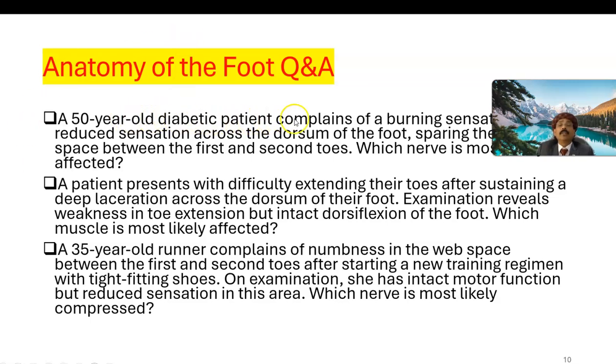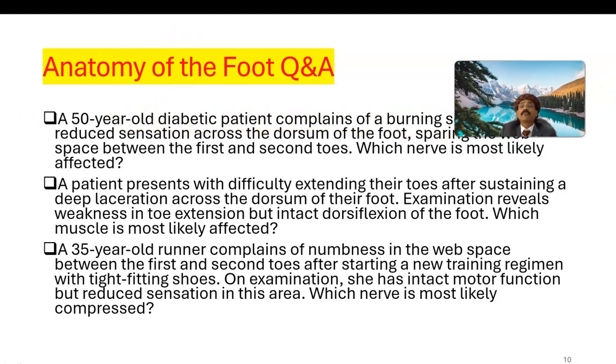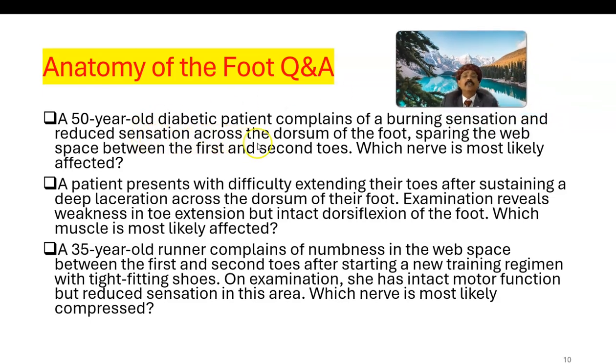A 50-year-old diabetic patient complains of burning sensation and reduced sensation across the dorsum of the foot, sparing the web space between the first and second toes. Which nerve is most likely affected? This is the superficial fibular nerve.